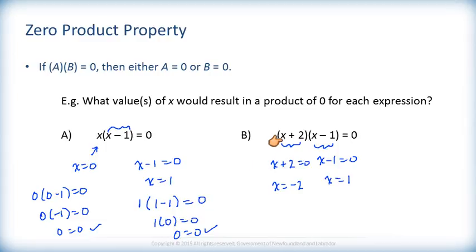So really, if we have the factored form of a quadratic equation that's equal to 0, we can simply make each factor equal to 0 and determine the values of x that would result in a multiplication that would give 0.